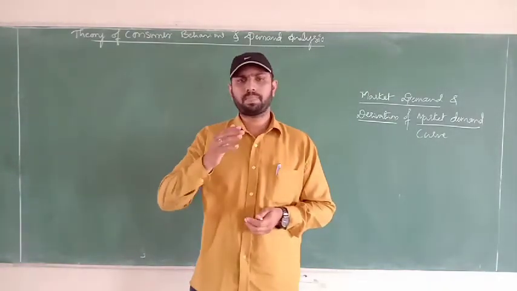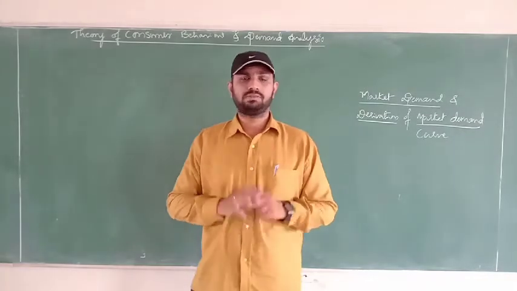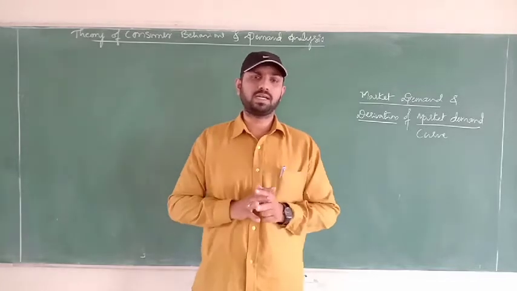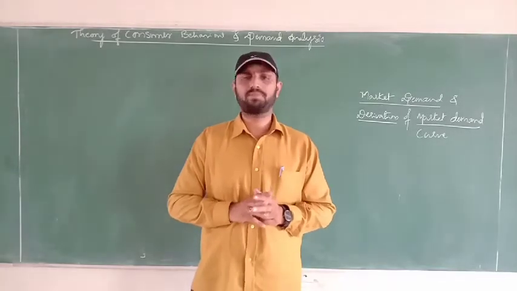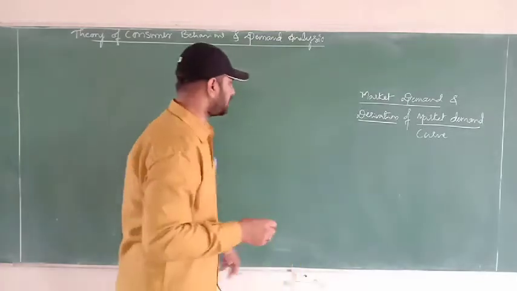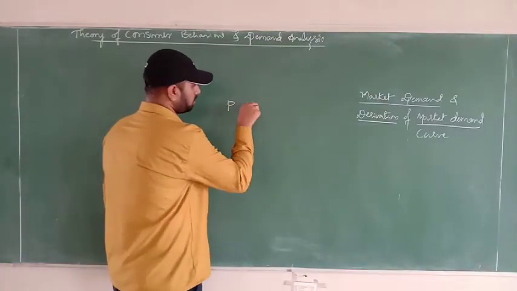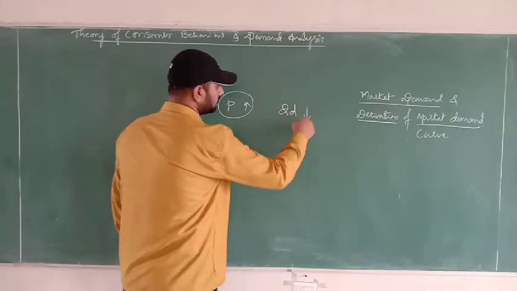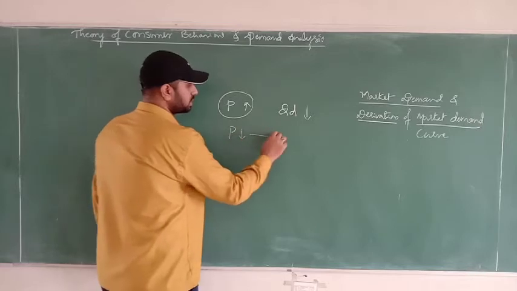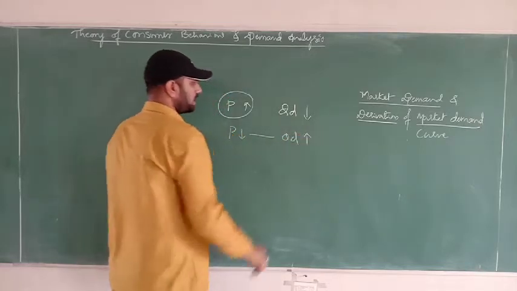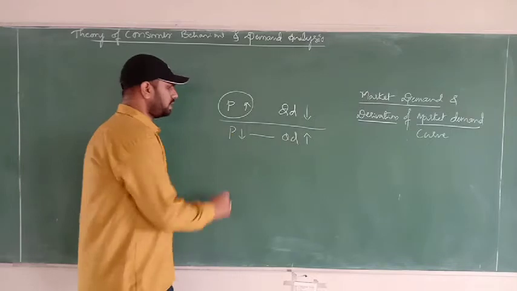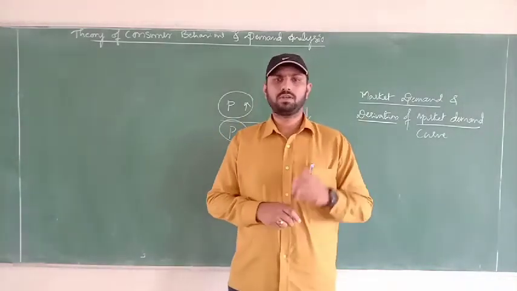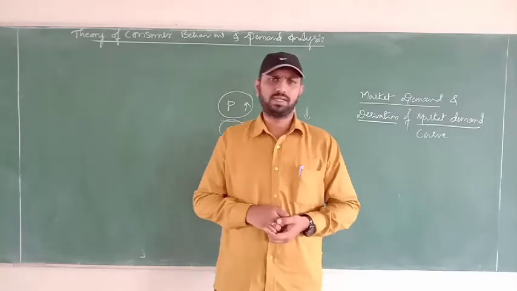Before leading to the market demand curve, it is better to recall what individual demand or the law of demand stands for. The law of demand, you all know, is an inverse relationship between two things: one is price, the next is quantity demanded. If price increases, demand decreases. If the price decreases, then quantity demanded increases. So there is an inverse relationship between the price and the quantity demanded. Now coming to the point, market demand.